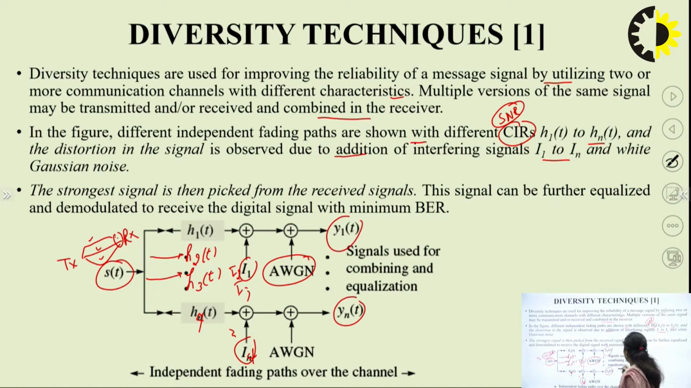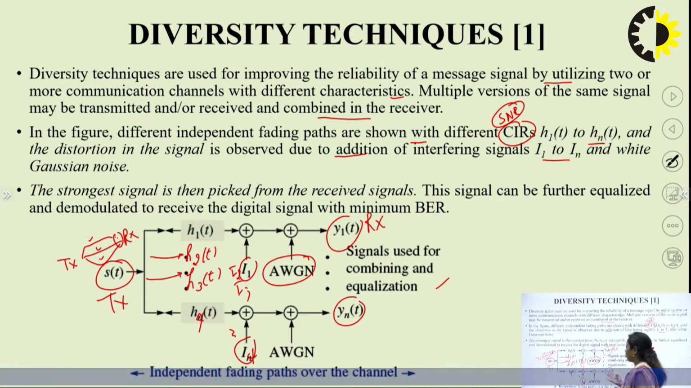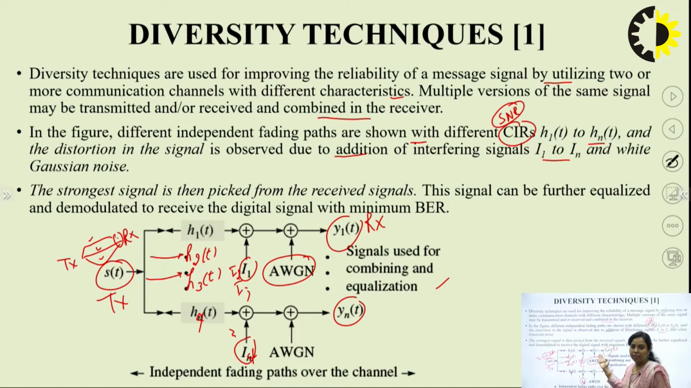So signals are used for combining and equalization purpose. This will be the transmitter side and this will be the receiver side. Now here 2 options will be there. Either I can combine these 4 different signals, or I can consider Y1(t), Y2(t), Y3(t), Y4(t) as individual signals. So this is the way of designing a diversity model.